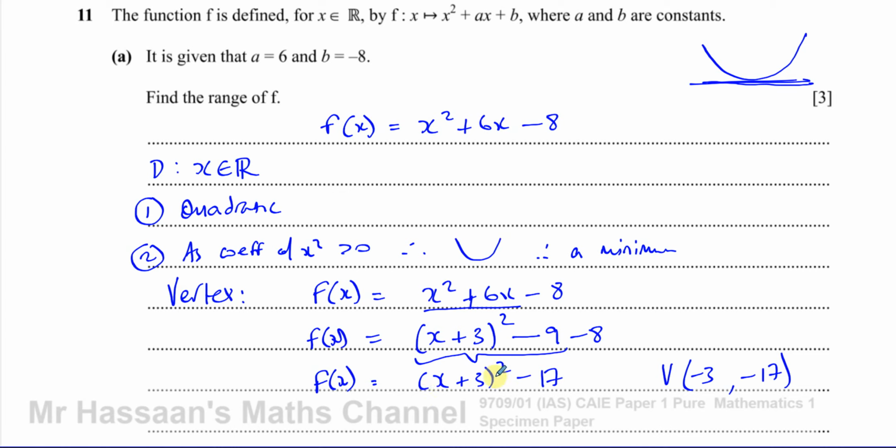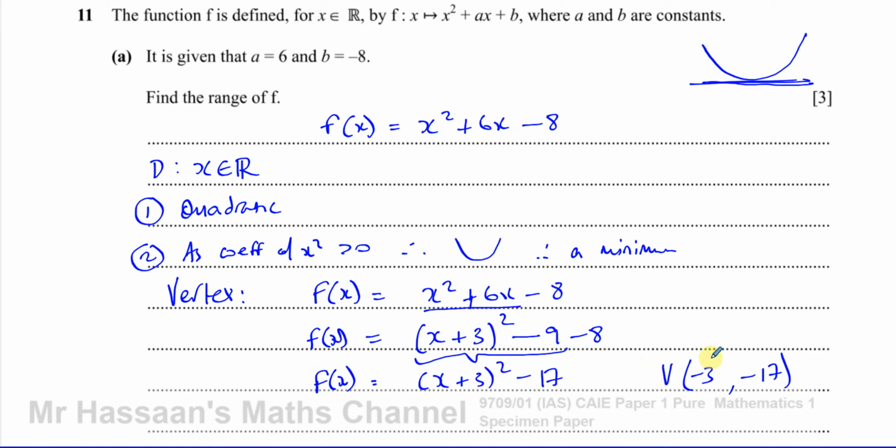This will always be positive. (x + 3) all squared, you will never get anything negative from this, because you're squaring whatever value comes in here. But the lowest it can be is 0. This particular bracket, when you square it, can be 0, and that's when x equals minus 3. So when x equals minus 3, this is 0, and what you're left with is f of x equals minus 17. So that's the lowest value, and that's the x value at which it occurs.